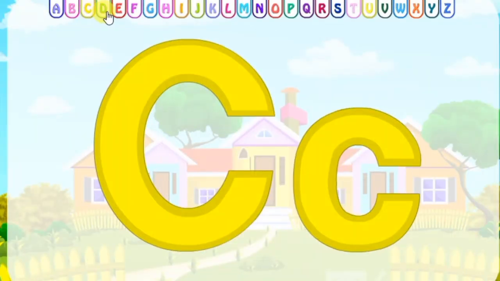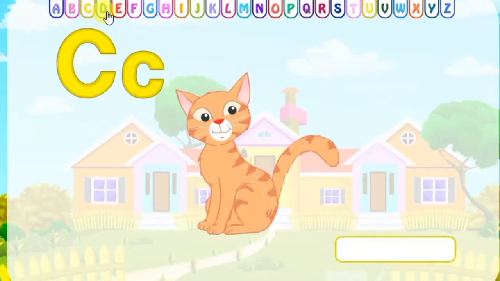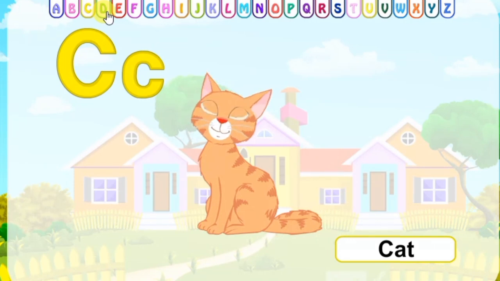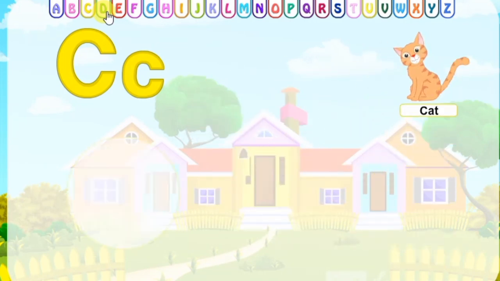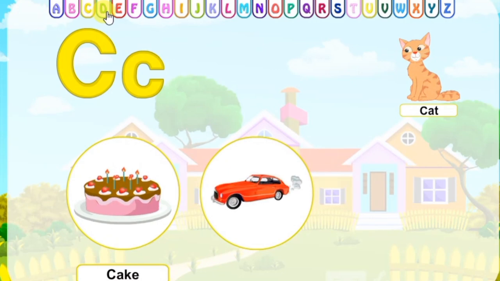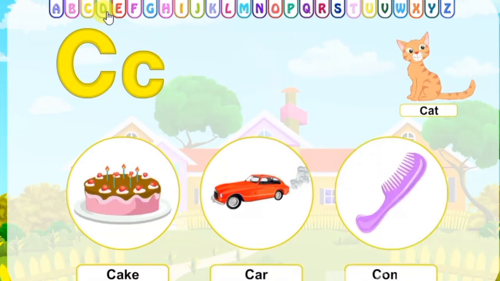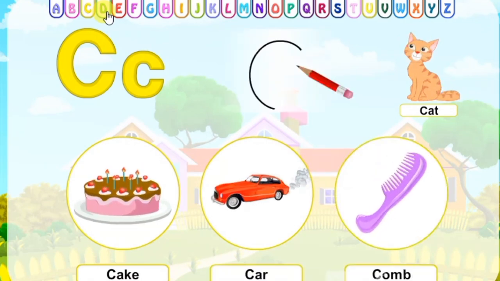C. Cat, cake, car, comb. Join the dots to make C.